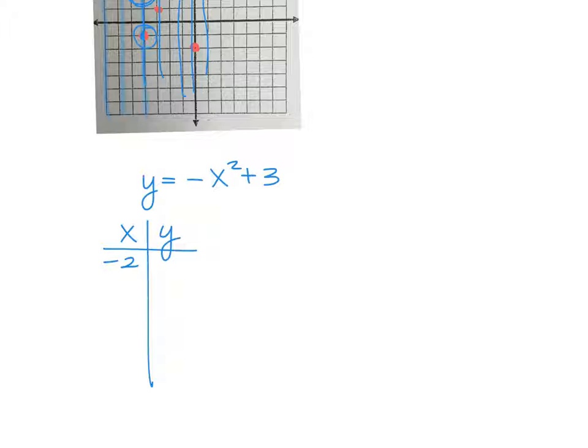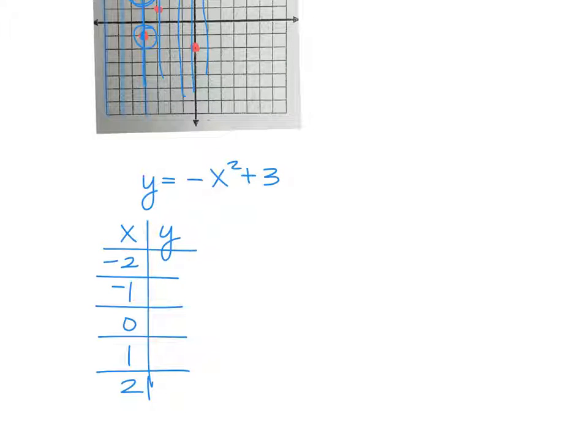This one, they're not going to give you the numbers. You're going to come up with them. So let's say I give you y equals negative x squared plus 3, and I want to know if it's a function. What you're going to do is a t-chart so that you can graph it, and we'll just do our typical -2, -1, 0, 1, and 2.